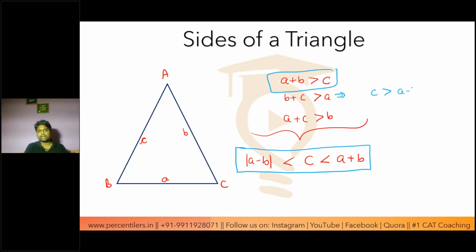C is greater than A minus B. From here C is greater than B minus A. Now one between A minus B and B minus A will be negative, the other will be positive or 0. So that means from both of these C is greater, the negative value and the positive value. So I have taken the mod of A minus B. So the difference between the other two sides is smaller than the third side.